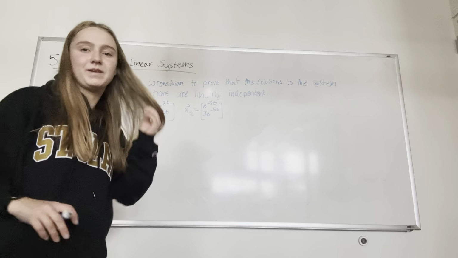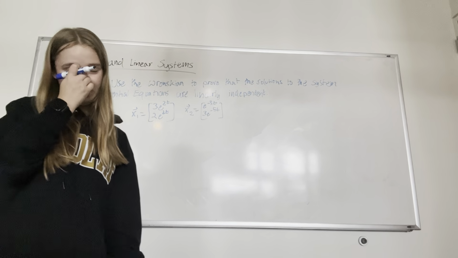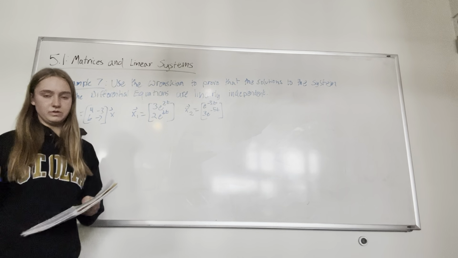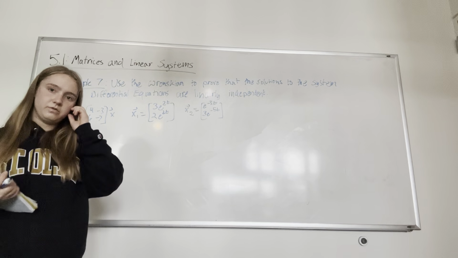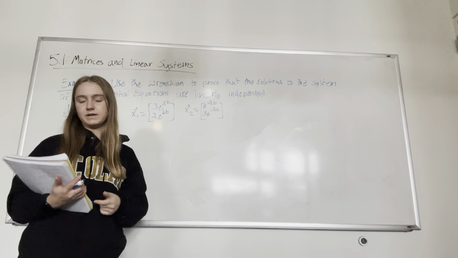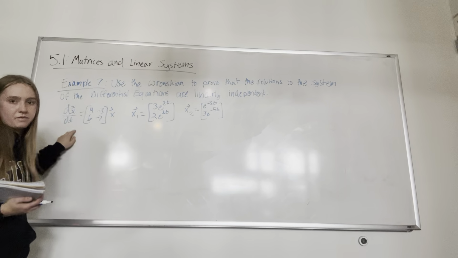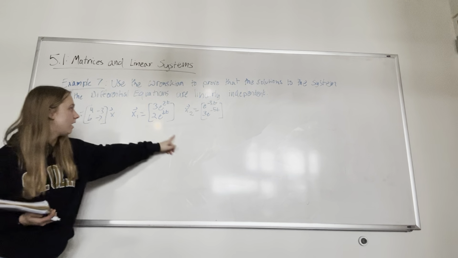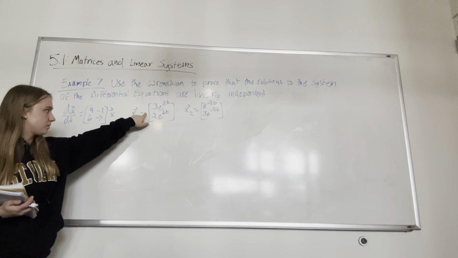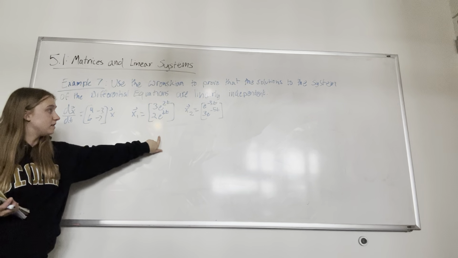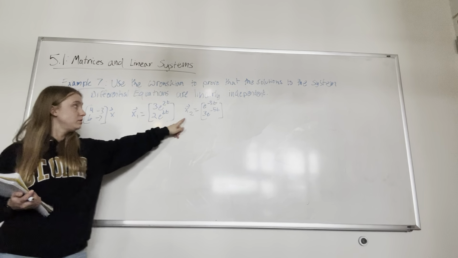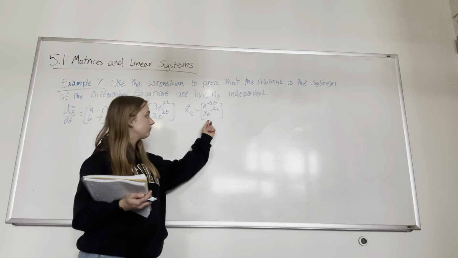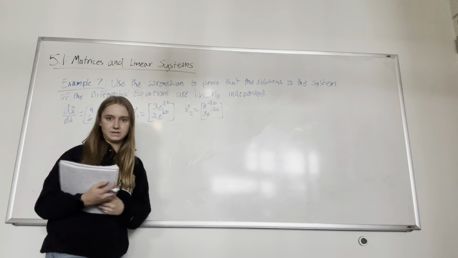Okay, I turned the lights off, so hopefully the glare is a little bit better. So now we are going to use the Wronskian that we just learned to determine the linear independence or dependence of this system of differential equations. So here are our two given solutions. The column vector 3e to the power of 2t over 2e to the power of 2t, and the second one is e to the power of negative 3t over 3e to the power of negative 5t.